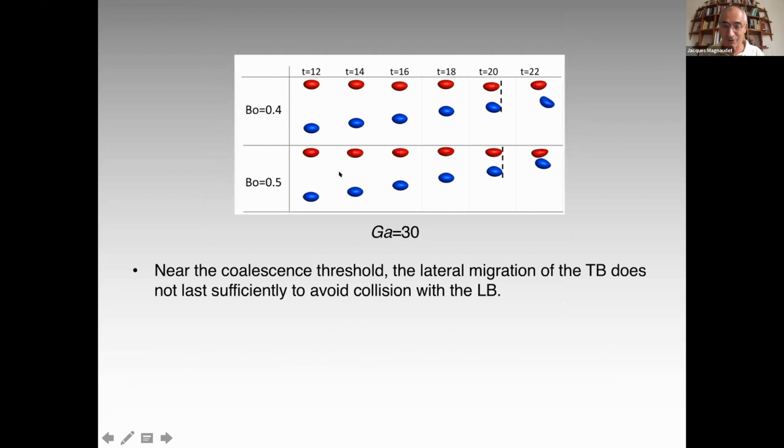In contrast, if the Bond number is increased slightly beyond the threshold value, you see that the lateral drift of the trailing bubble slows down, and since the separation between the two bubbles gets smaller and smaller, in this case the trailing bubble is not able to avoid colliding with the leading bubble. And if we go on running this simulation, we will find that coalescence takes place. So this is what defines the threshold for coalescence.